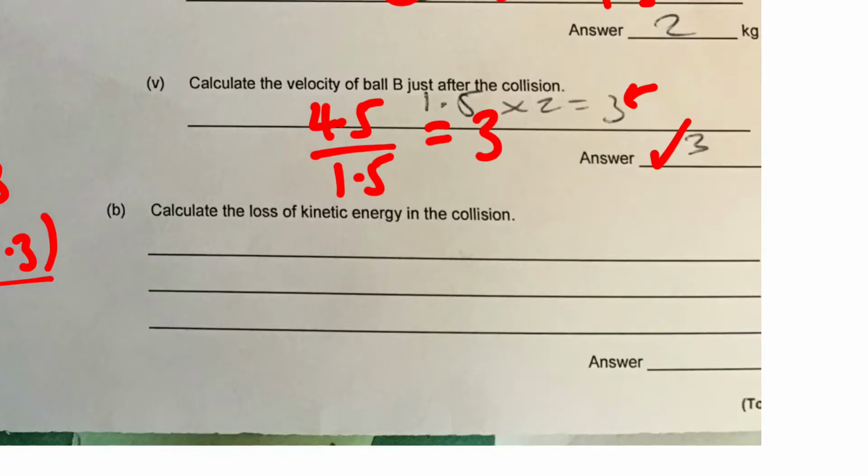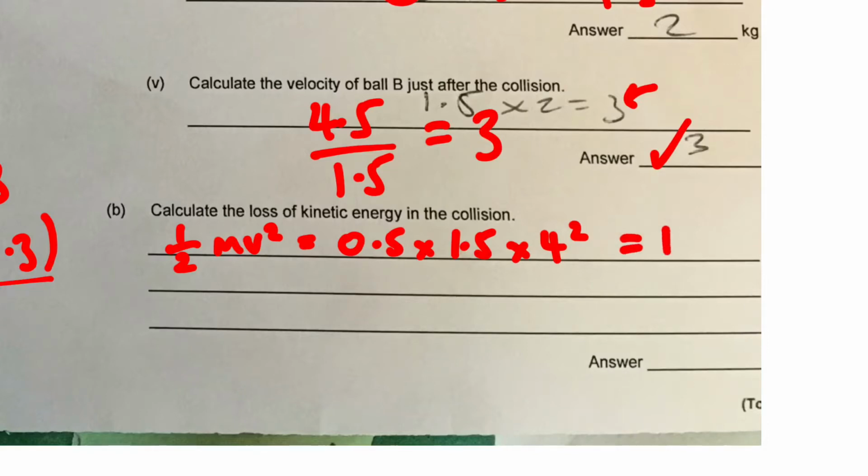So before the collision, it had 12 joules of energy because of the equation 1/2 times mass times velocity squared. So before the collision 0.5 multiplied by 1.5, and it was moving at 4 meters per second, so 4 squared is 16, and that equals 12 joules.